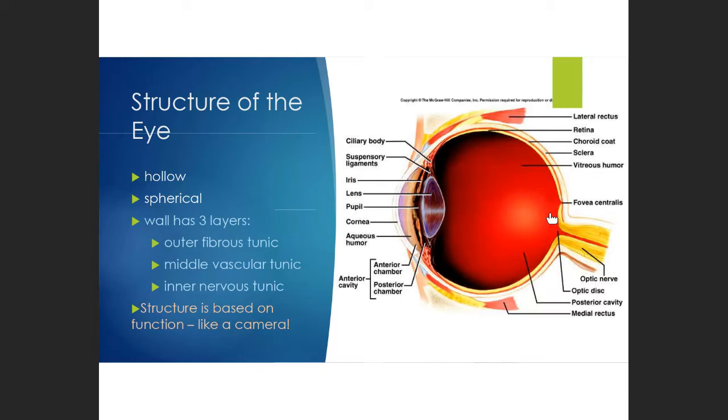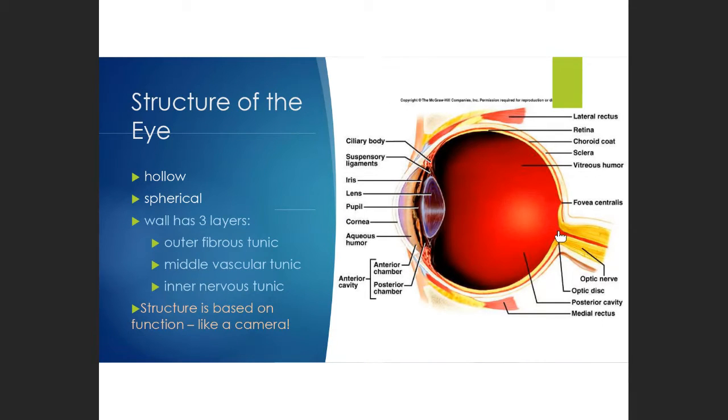But in the back area right here, where it says fovea centralis, which is part of a circular area called the macula lutea, the fovea centralis is the area of the retina with the highest concentration of photoreceptors, especially cones. If you remember, cones are photoreceptors for color, and rods are photoreceptors for black and white. This area in the back of the eye is which cranial nerve? Cranial nerve 2, the optic nerve.